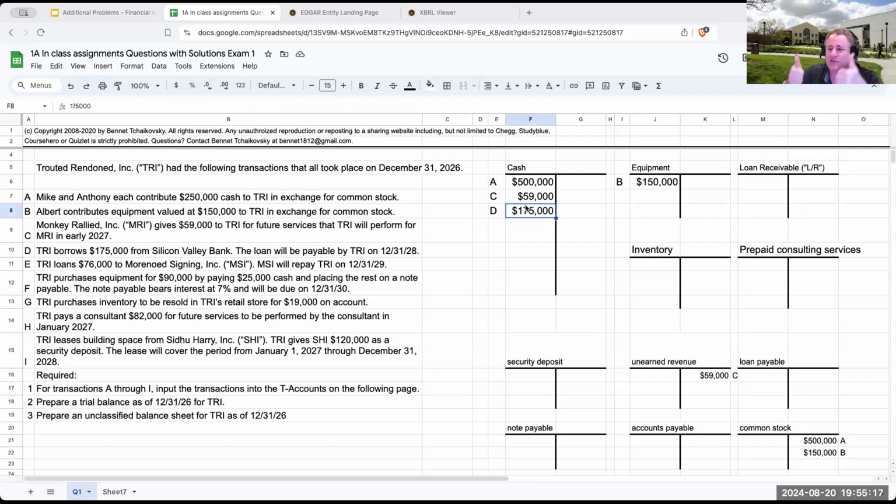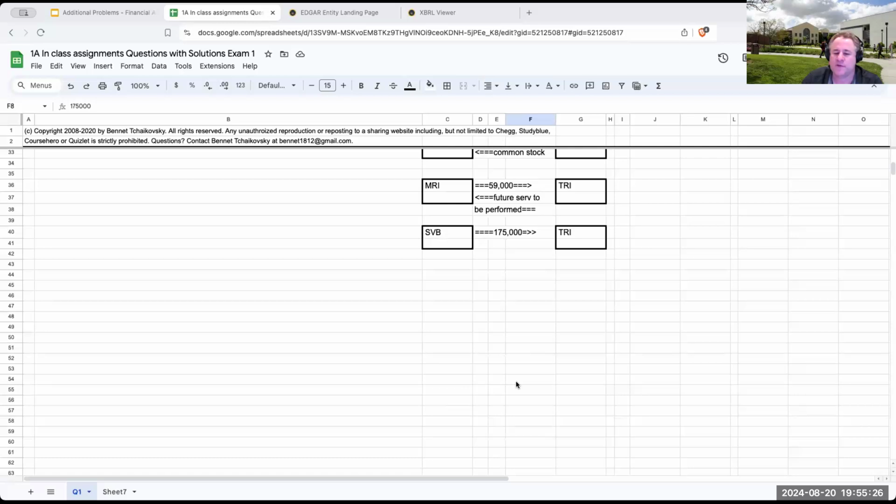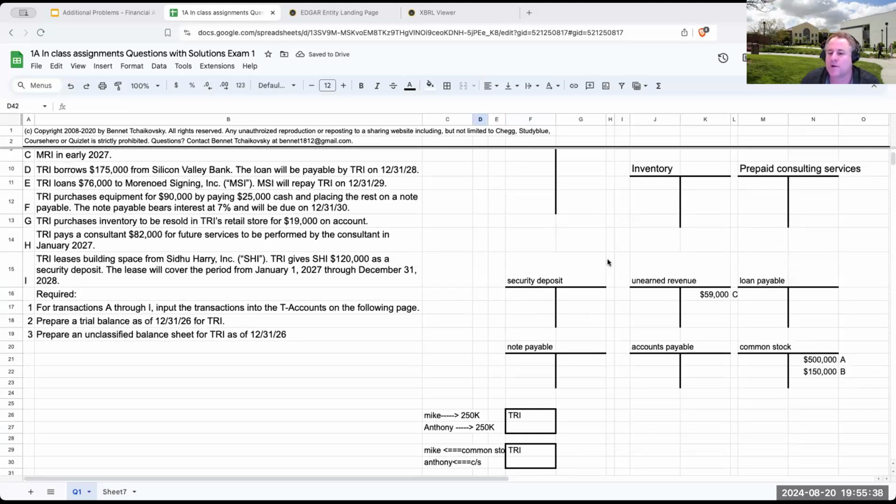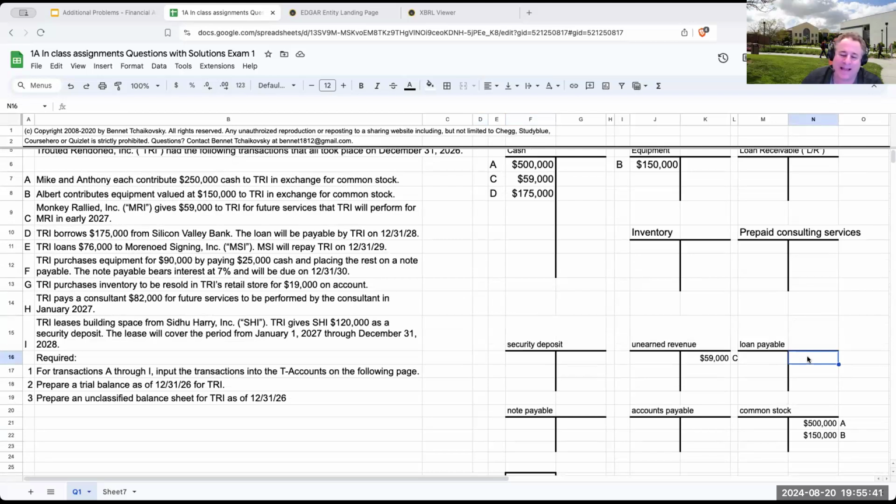So I'm getting $175,000. That's an asset. My cash is going up. But for every debit, I need a credit, right? Is this money free? Well, maybe. No, it's not. I have to repay it. So if I'm borrowing money from someone and it has to be repaid, this is going to be a loan payable, meaning that I have to go through and pay this back. A loan payable is a liability. So over here, I'm going to record that liability with a credit. Now, a lot of times people will ask, and we'll talk about this a little bit later, but a loan payable is when I am borrowing money directly. So I borrow money from Silicon Valley Bank, and there we go.